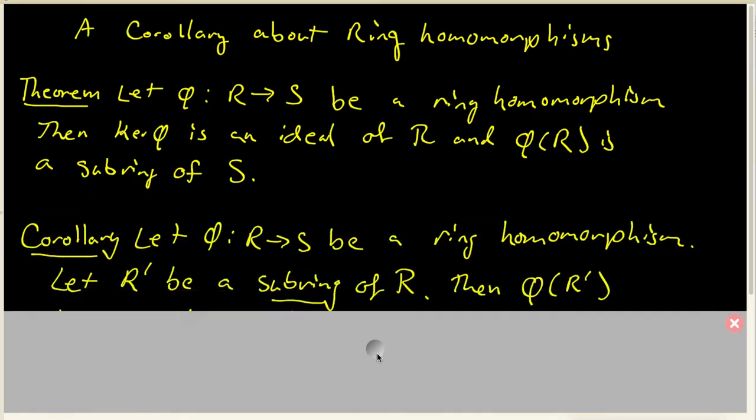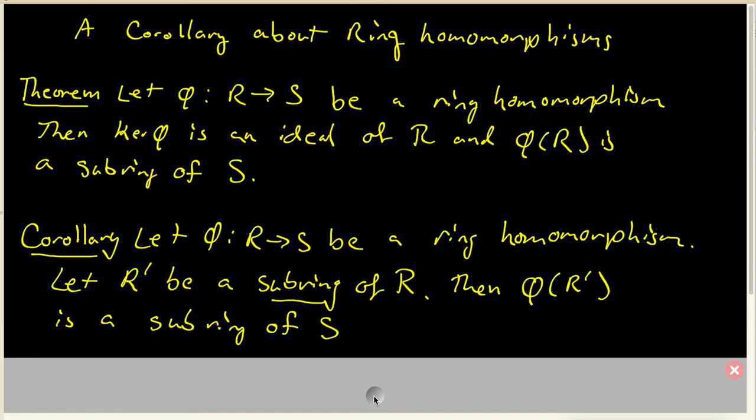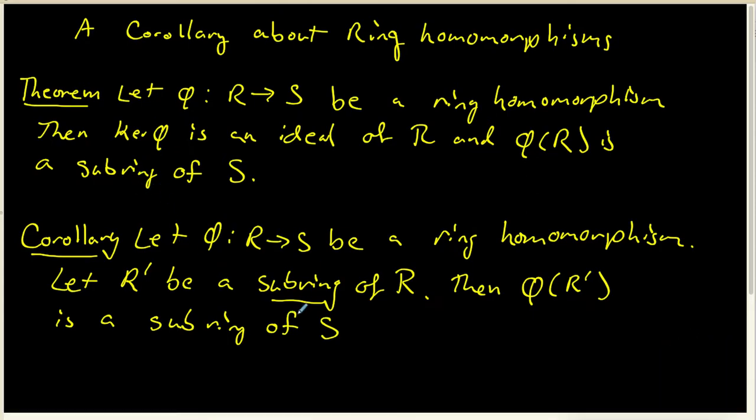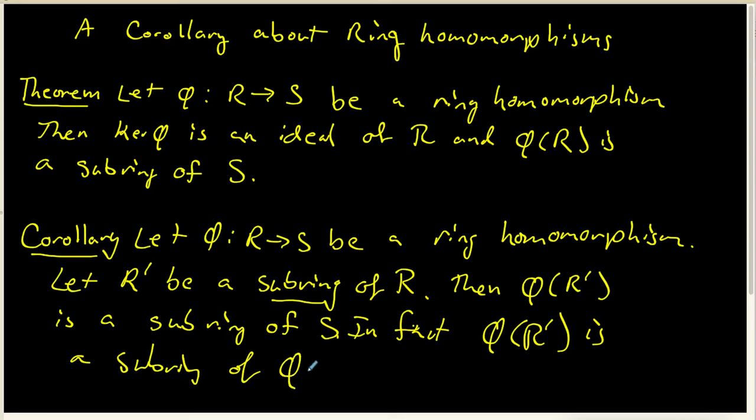And the corollary says the following. If we have phi as a ring homomorphism from R to S, and we take a subring R prime of the ring R, then phi of R prime is also a subring of S, and in fact, it follows that phi of R prime is a subring of phi of R. And that's what I want to look at in this particular video, the proof of this corollary. So let's get started.